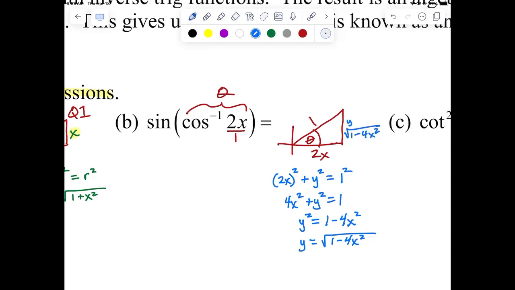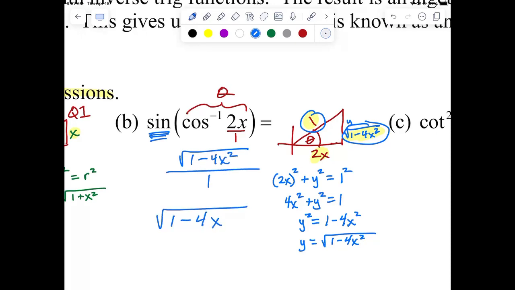I have all 3 sides in terms of x or a constant. So I don't really want the angle. I want the what of the angle? I want the sine ratio of the angle. Well, sine is what? Y over r. So it's the square root of 1 minus 4x squared over 1, which is really just the square root of 1 minus 4x squared. Congratulations, you created yourself another identity.